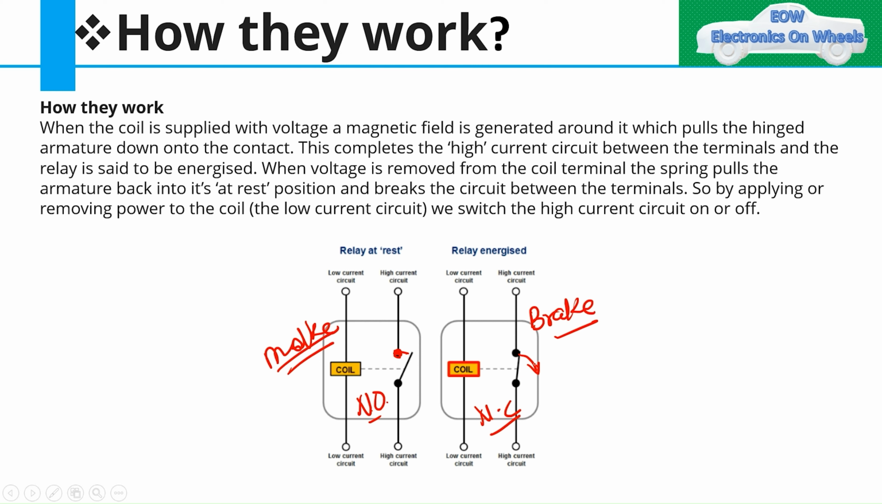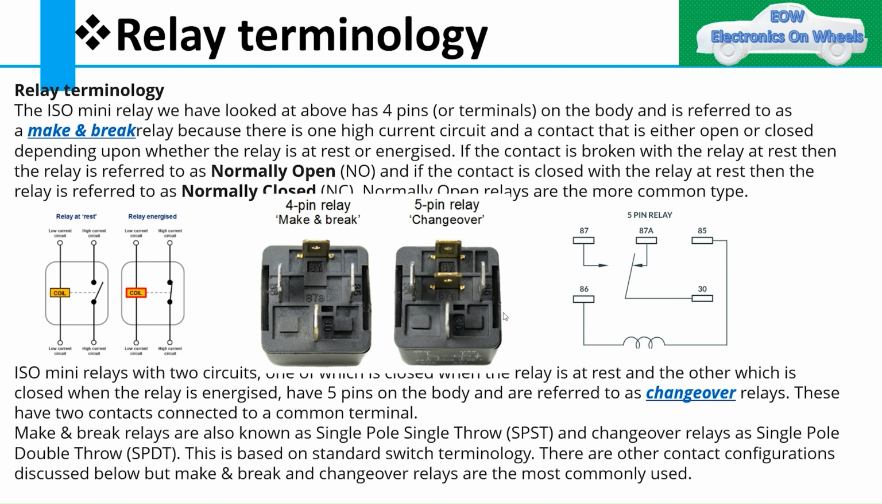We will give some examples where we are using normally open relays and normally closed relays. This condition is called relay at rest, and this condition is called relay energized. Moving further, we will see all these in detail. First we will see the relay terminology. We will take one example of an ISO mini relay, where you will have 4 poles. I have already told you about 85, 86, 30, and 87. If you have a 4 pole relay, it would be like this.